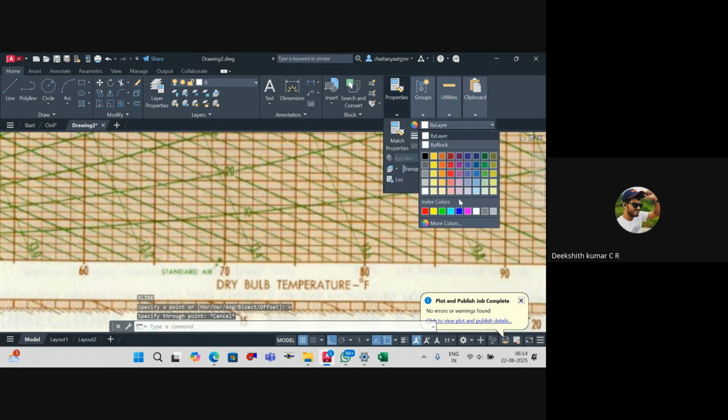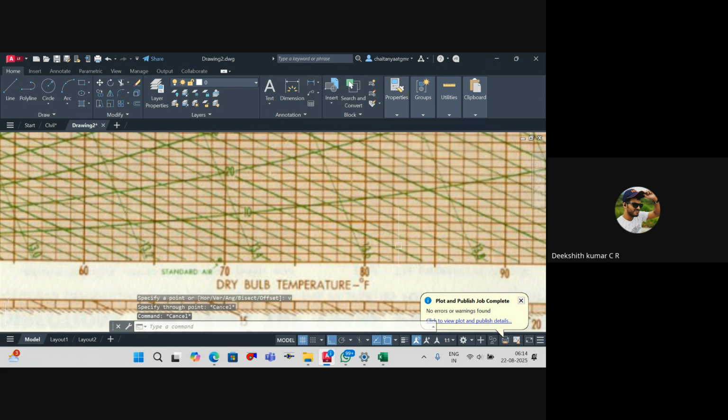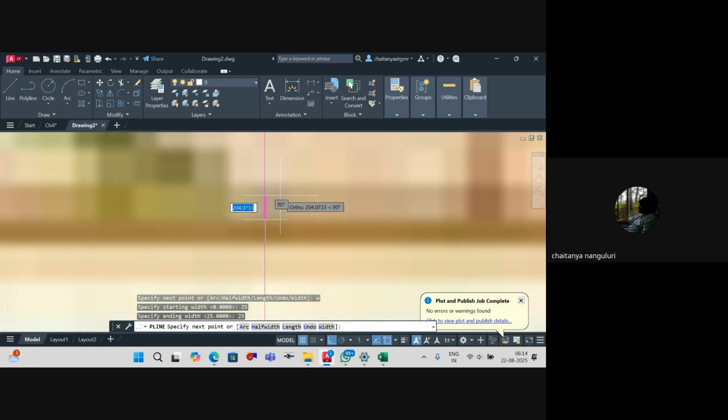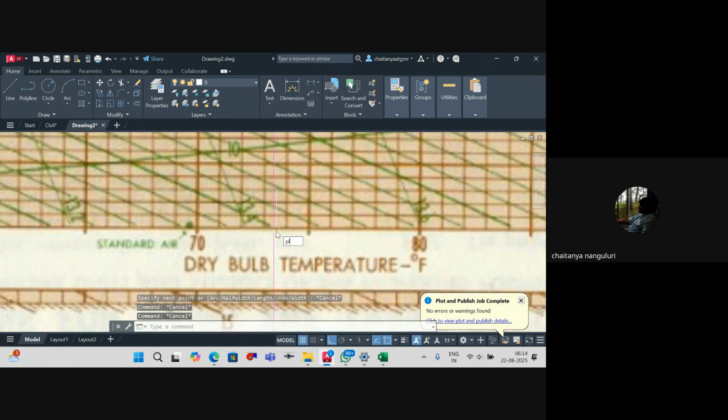What is the temperature? 73.4. Yeah, Excel vertical 73.4. So this is 1, 2, 3, 73.4 is roughly this one, the pink color line, if you could see. Yes or no? Yeah. Width 25. The line. Width 100.